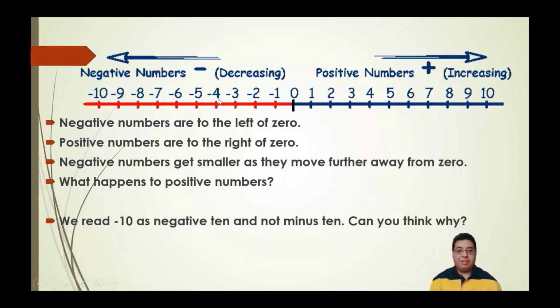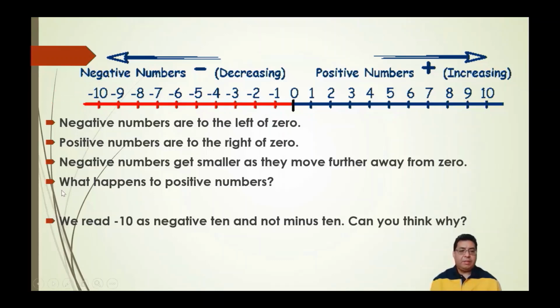As you can see, all the numbers here in red are to the left of 0, and they're negative. Positive numbers are to the right of 0. All the positive numbers are in blue and they're moving to the right. Negative numbers get smaller as they move further away from 0. If we've got 0 here and we start moving away, we've got -1, then -2, and as we move further and further away to -10 and beyond, the numbers are actually getting smaller.